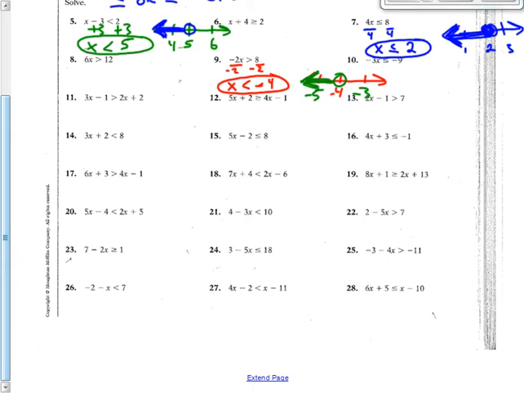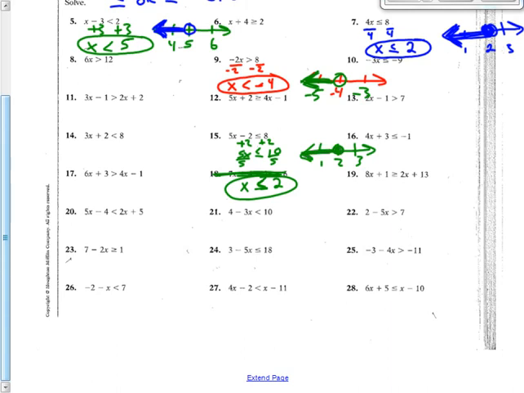Here's this two-step problem in number 15. I need to add 2 to both sides. So I get 5x less than or equal to 10. Divide by 5. And I'm going to cross this out for more space. I get x is less than or equal to 2. I divided by a positive 5, so I don't need to switch the inequality. Here's my number line. I've got a 2 here and a 3 and a 1. Less than or equal to, closed circle.